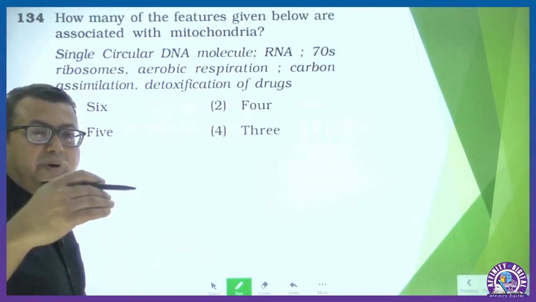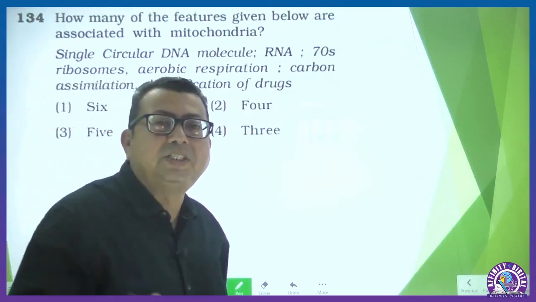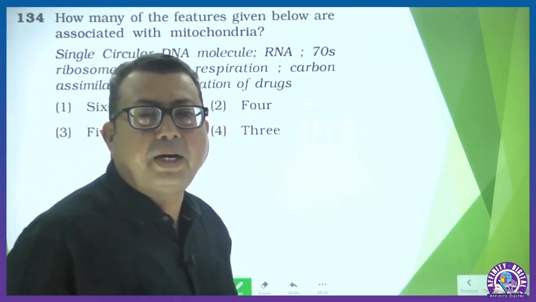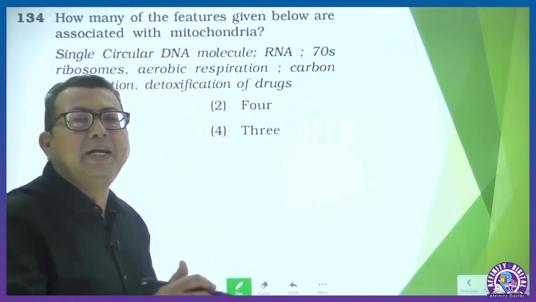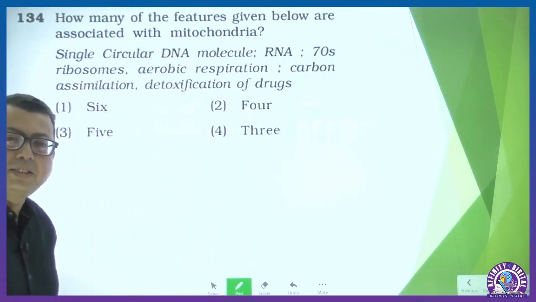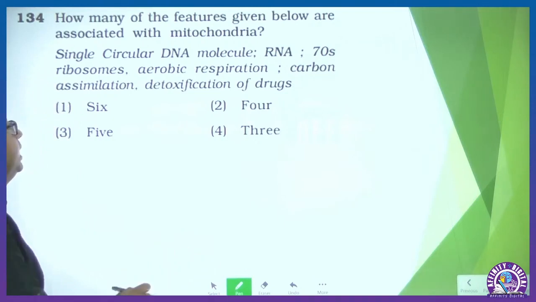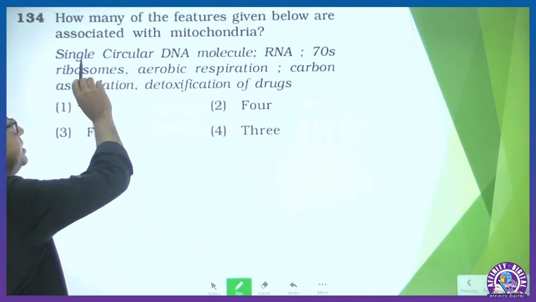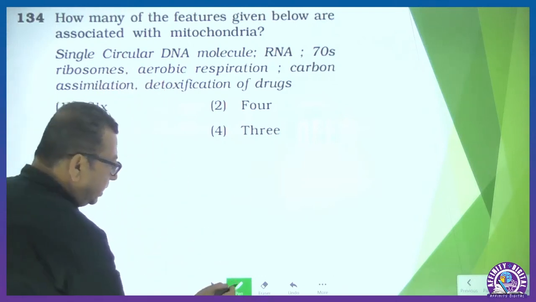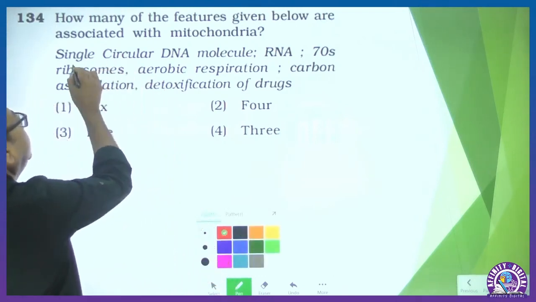Both the membranes divide the lumen of the mitochondria into two distinct aqueous chambers. Outer chamber, also called intermembrane space, and the inner compartment, which is also aqueous, is called mitochondrial matrix. In the mitochondrial matrix, what is present? Mitochondrial matrix has a single circular DNA.